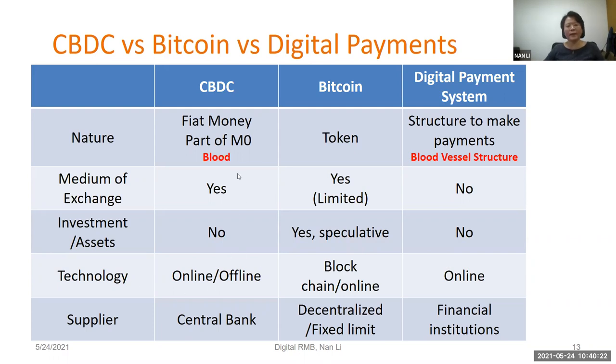Well, the technology behind the CBDC, Bitcoin, and the digital payment system is also different. CBDC, especially China's digital RMB, has a dual offline feature, which is not possible for Bitcoin, because Bitcoin and other decentralized systems rely on blockchain technology and have to be online through the network. The digital payment system, of course, also relies on the internet and the network. Only the CBDC allows offline transactions where we do not have to rely on the network.